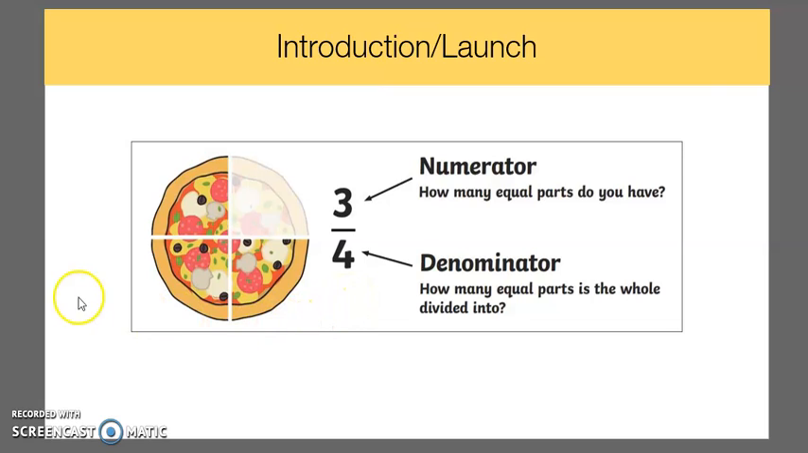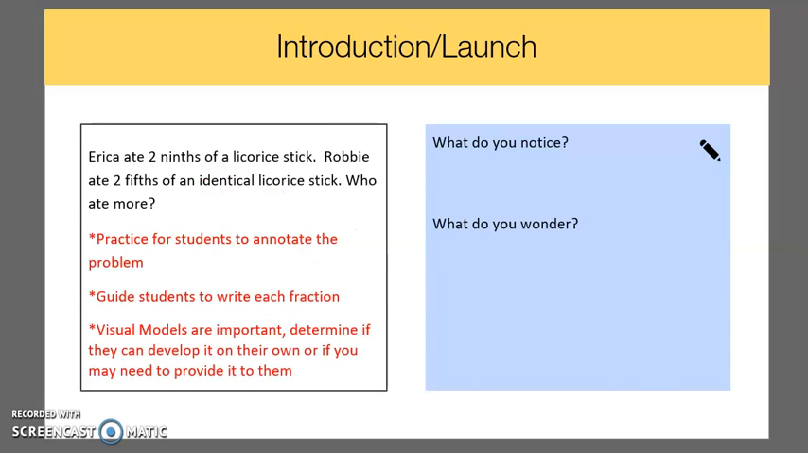Now we're going to get into a launch. The first question we can pose to students is, Erica ate 2/9 of a licorice stick. Robbie ate 2/5 of an identical licorice stick. Who ate more? This would be a good time for students to read the question, or if you're reading it to them, ask them what's important and what information will help us solve the problem. It can allow students to practice using their annotation skills.